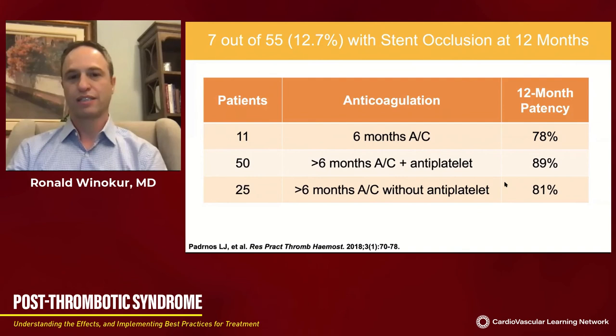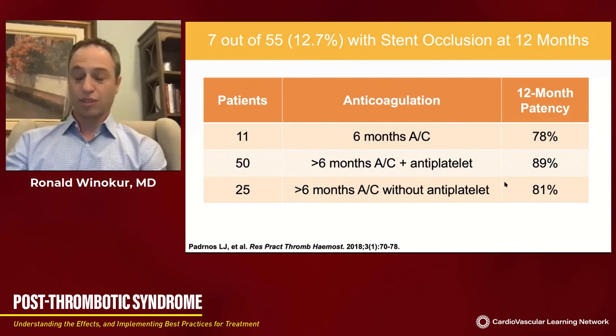If you look at the numbers and the patency rates based on the anticoagulation regimen that was chosen, whether it was anticoagulation alone, anticoagulation plus antiplatelets for more than 6 months, or just greater than 6 months of anticoagulation, there's really not a major difference at 12-month patency in any of these patient populations. Now, they had no statistical analysis to compare these groups, so I have no idea of the p-values here to tell you that one should be better than the other and that 89% is better than 78% statistically, but those numbers definitely seem higher, at least 89% seems better.